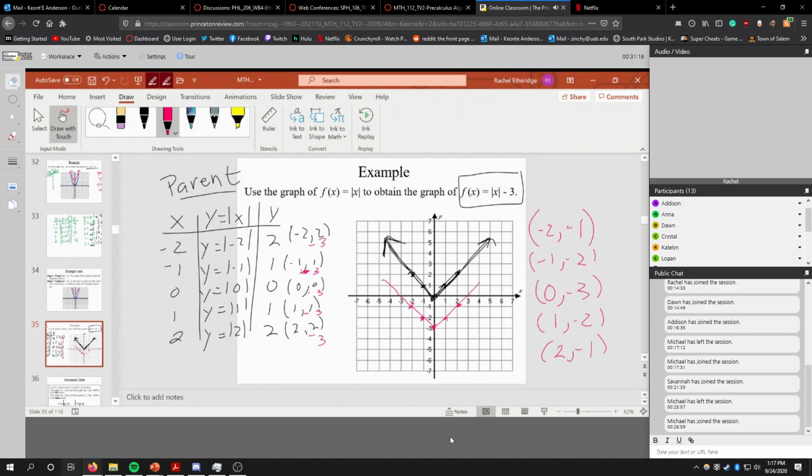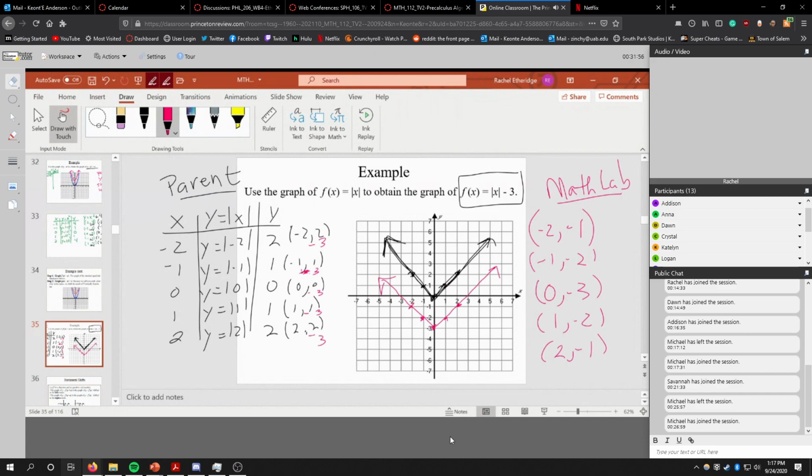So my transformed graph looks like that. You could just graph the parent and then move all of your points down 3. So why don't I just let you do that? Because you have to do this in MATLAB. So you need to be able to translate by shifting the graph, but you also need to be able to translate by shifting the points. So you need to know what to do with the points. If it's a vertical shift, you're going to shift down.